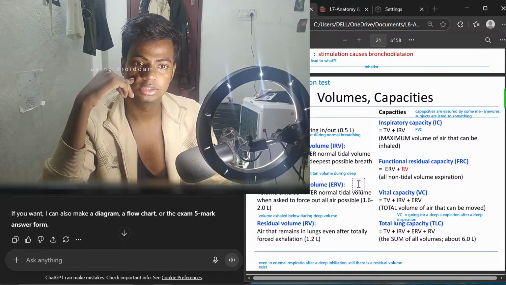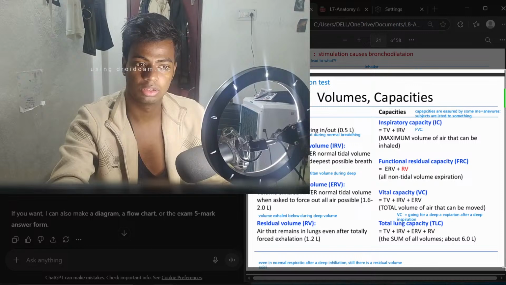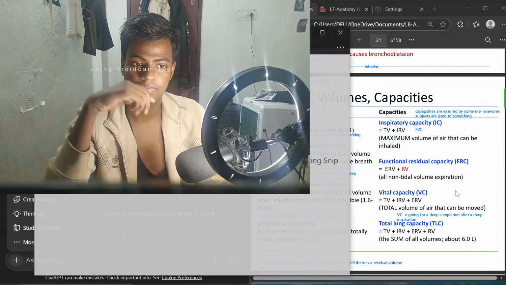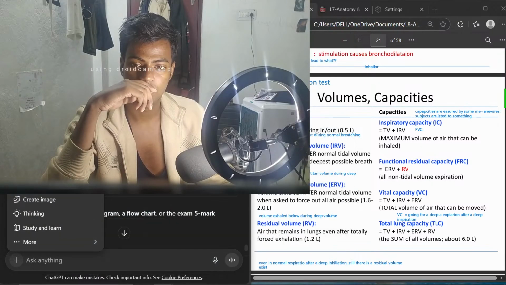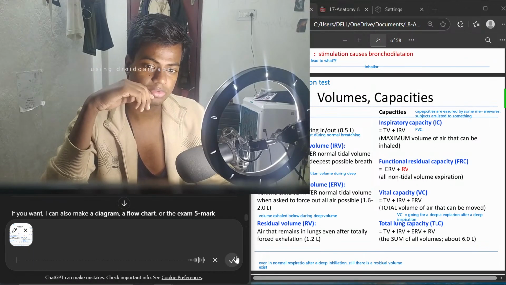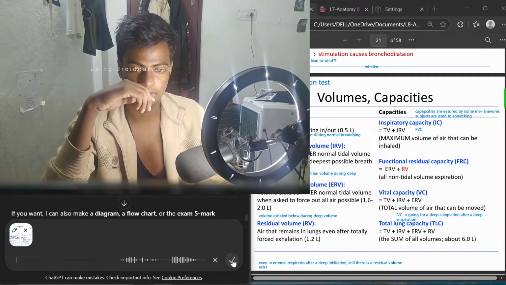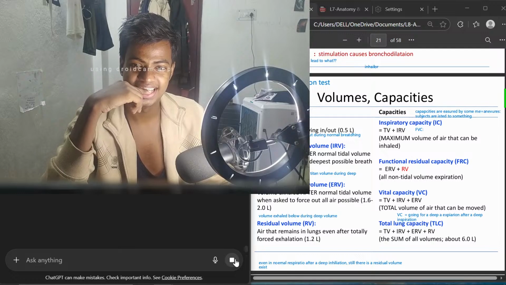Tidal volume, inspiratory capacity, inspiratory reserve volume, functional residual capacity, residual volume, total lung capacity. Explain all terms clearly, please.